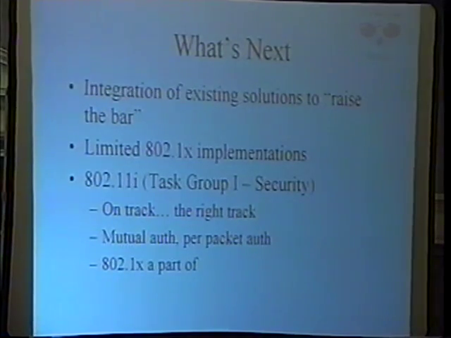802.1x will be part of the I specification, at least at this point. They're looking at doing mutual authentication, mandatory, they're looking at per packet authentication, they're looking at lots of very interesting things, but we probably won't see the fruits of their labor standardized for quite some time, a year or two maybe.